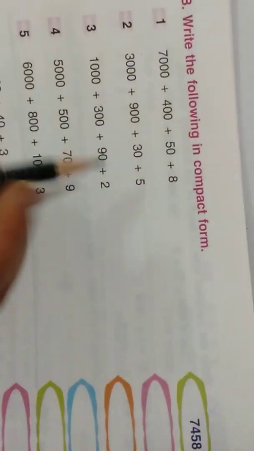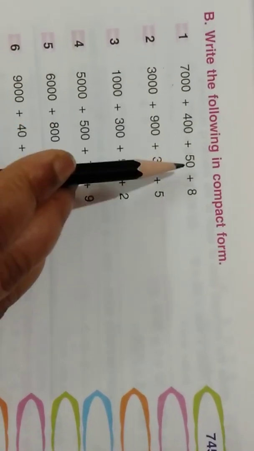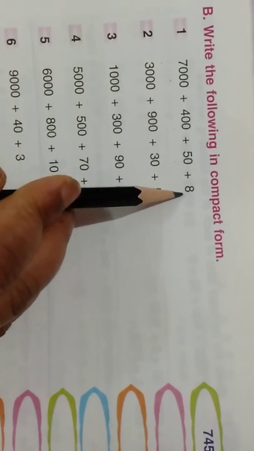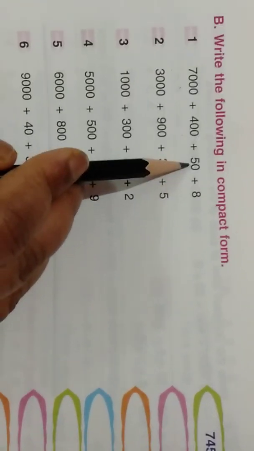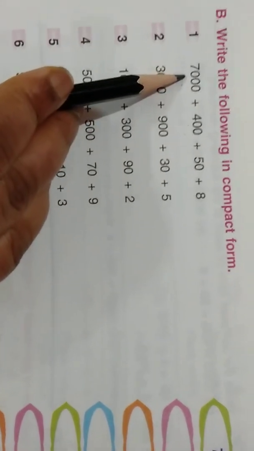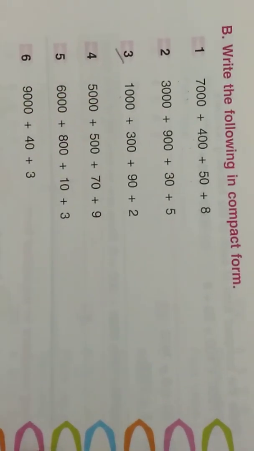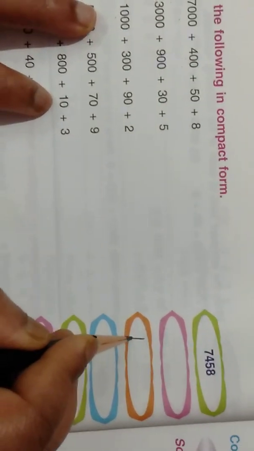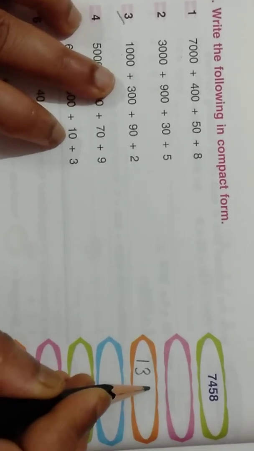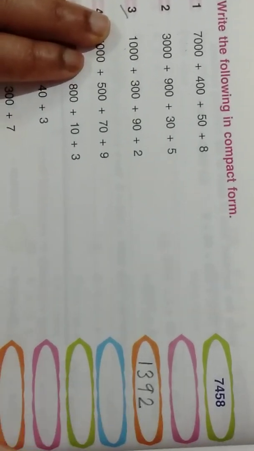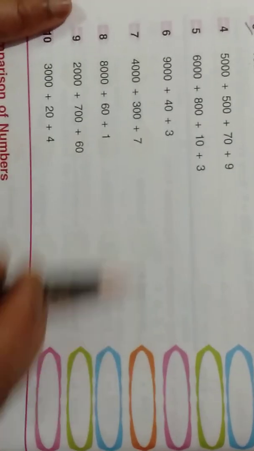Easy. Let's do the compact form. It's just the reverse of the expanded form. Understood? Let's do that. 7000 plus 400 plus 50 plus 8. So this is ones place, tens place, 100 place and 1000 place. Right? So let's do question number 3. This is the ones place. Just write 1392. Understood? Now let's do something else.